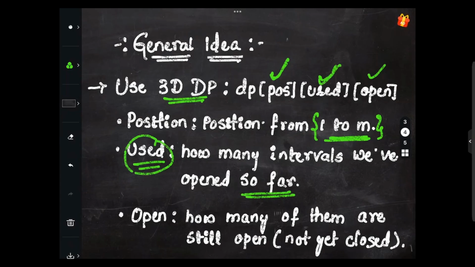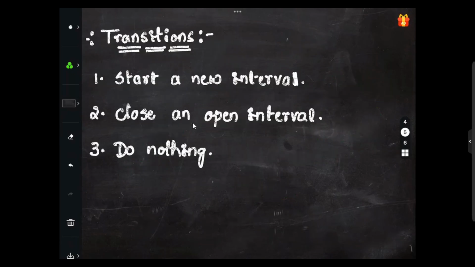And another one, we will be making use of the open. We have to see how many of them are still open, means how many of them are not yet closed, basically intervals I'm speaking of, right? So that is the reason we'll be making use of open as well. This is the reason we'll be going with the 3D DP here. One is position, one is used, and another one is open. So don't get confused while we write the code, right?